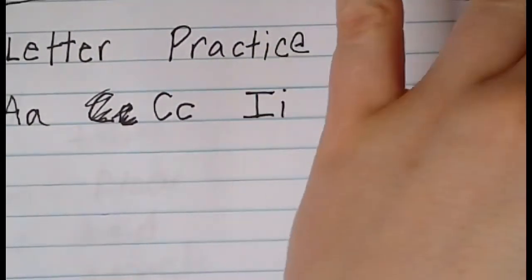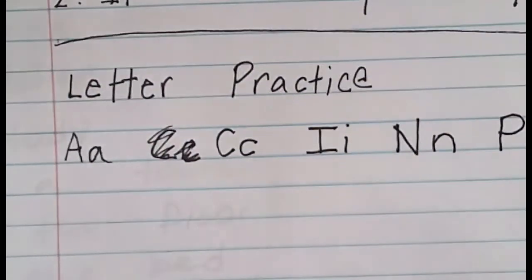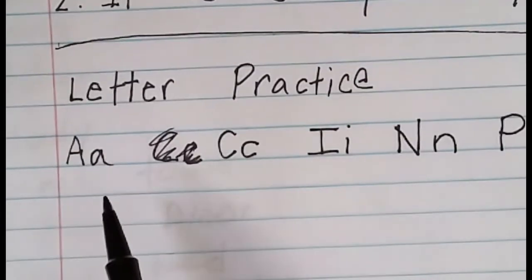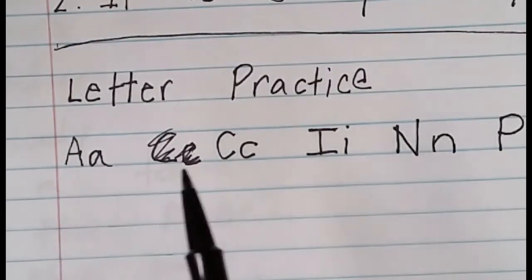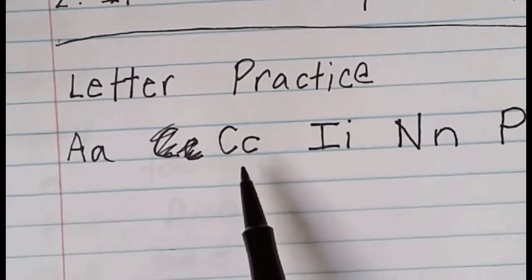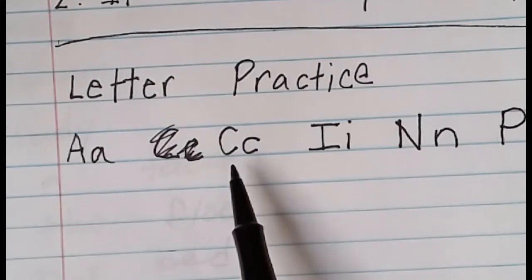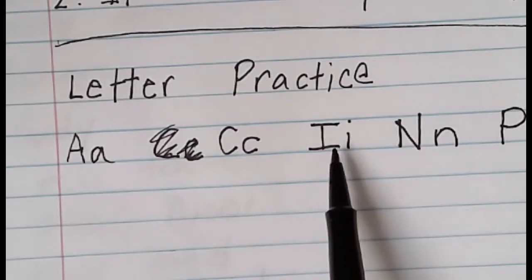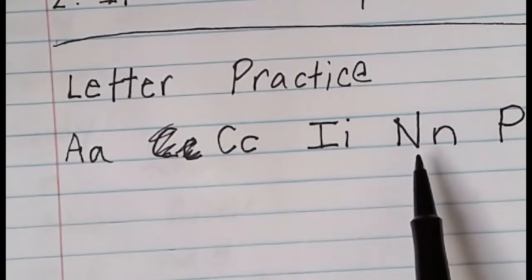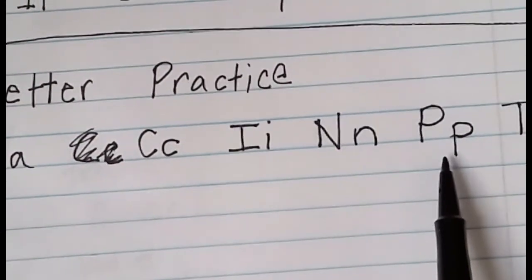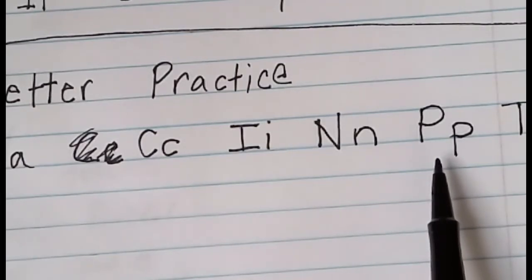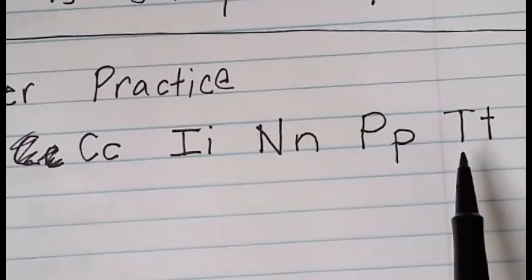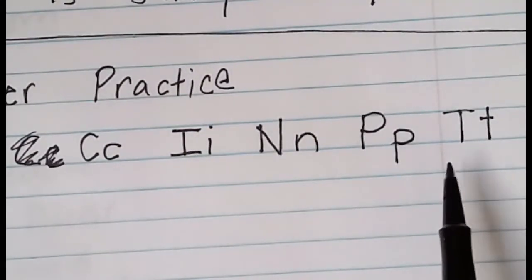Okay, let's talk about the sounds. Let's move this. Okay. A, sound A. C has two sounds, mostly K, but sometimes S. I, sound I. N, sound N. P, sound P. And T, sound T.